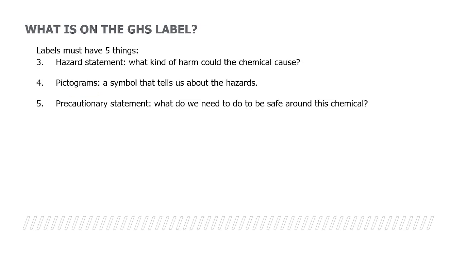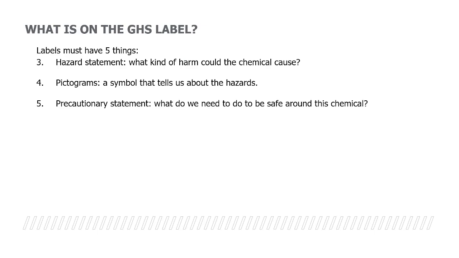Section number 3, hazard statement. What kind of harm could the chemical cause? How is this going to affect you if you happen to get this particular chemical on you? What's going to be the physical aspect of it? The other thing too is in section number 4, the labels are going to provide you with pictograms. A pictogram, one of the things you want to remember, is a universal type of language. It is a symbol that tells us about the hazards through a picture.